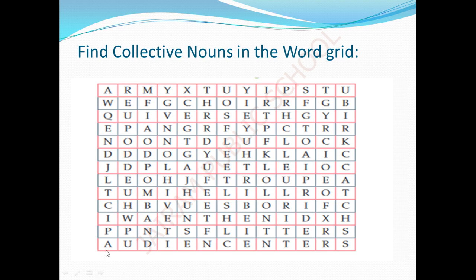The next collective noun here is audience, A-U-D-I-E-N-C-E, audience. The next collective noun here is hive, H-I-V-E, hive. The next collective noun here is fleet, F-L-E-E-T, fleet. The next collective noun here is tribe, T-R-I-B-E, tribe. The next collective noun here is pride, P-R-I-D-E, pride. The next collective noun here is litters, L-I-T-T-E-R-S.